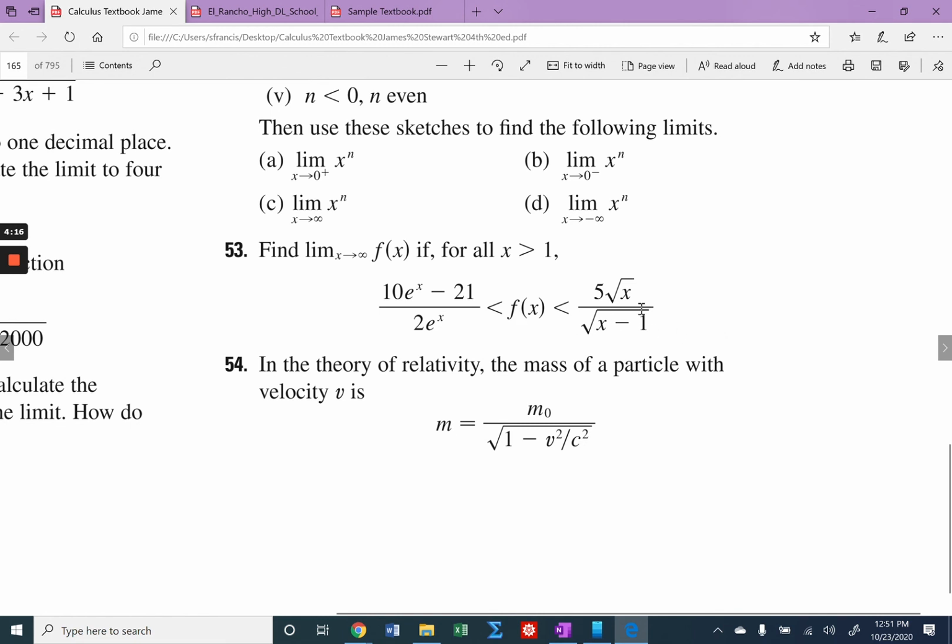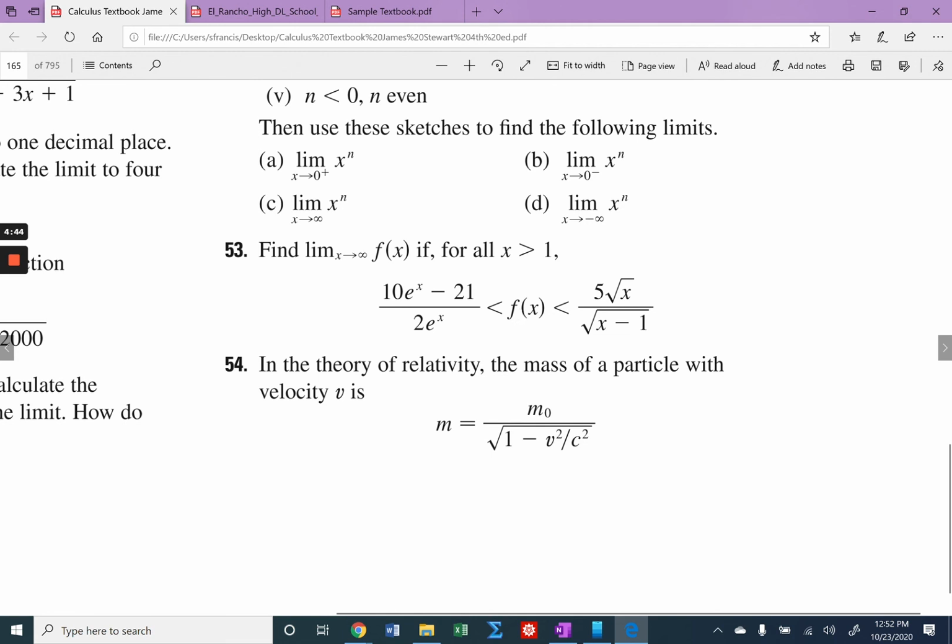So this inequality holds. f of x is still trapped between these two functions. If these two bounding functions have the same limit as x goes to infinity, then f of x is going to have the same limit because it's bounded in between them. So that's what you need to do. You need to go find the limit of this function over here, 5 root x over root x minus 1. Find the limit of 10 e to the x minus 21 over 2 e to the x. And if you get the same limit, then f of x will have that limit as well.